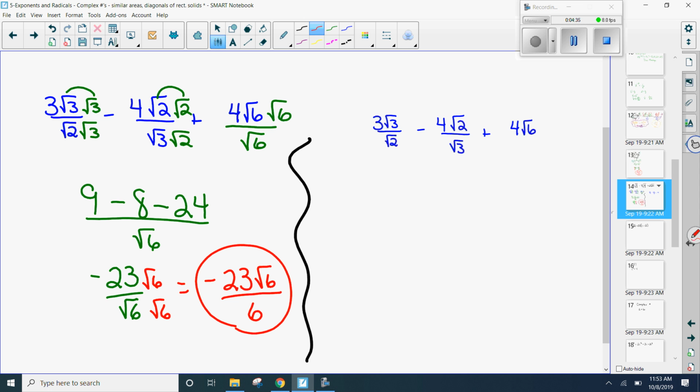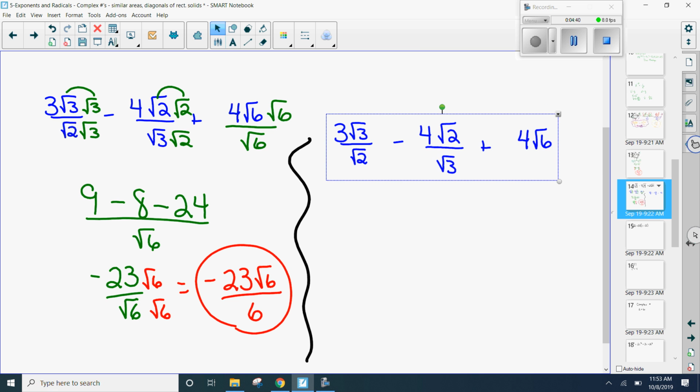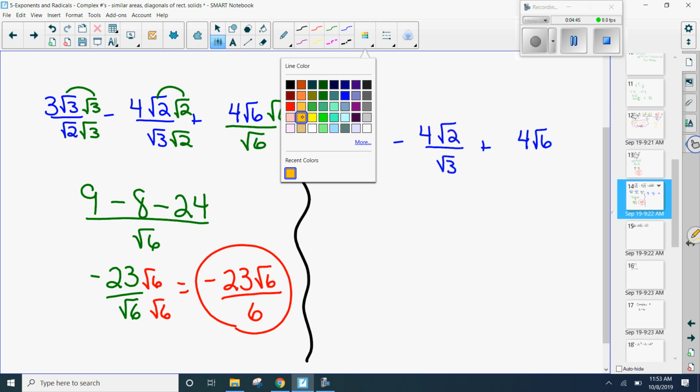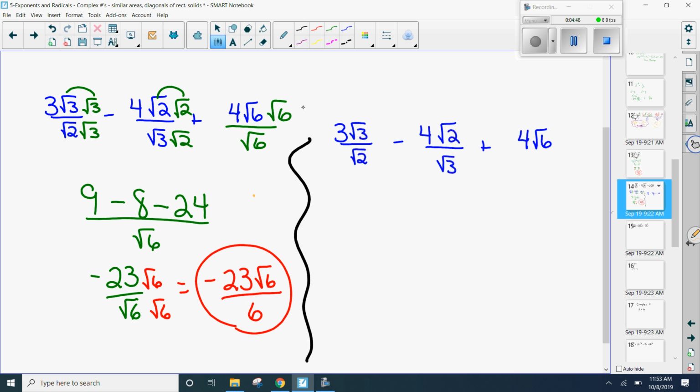The other method, and you can decide which one you like better, would involve rationalizing the denominator first. So if you rationalize the denominator first, you would multiply by radical 2. You would multiply by radical 3. Then you get 3 radical 6 over 2 minus 4 radical 6 over 3 plus 4 radical 6. First step, rationalize the denominator.